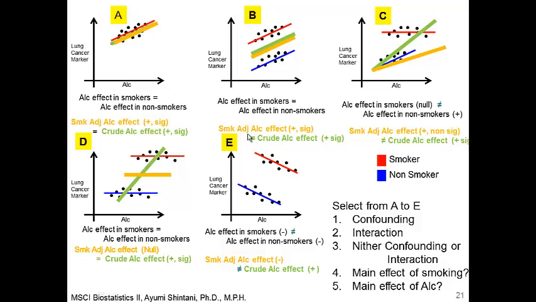And how about scenario E? This is actually a very interesting scenario. Do you think there is interaction between alcohol and smoking? That is, do you think the effect of alcohol is modified by whether you smoke or not? The answer is no. Regardless of smokers and non-smokers, it seems there is a negative association between alcohol and lung cancer. So, no interaction.